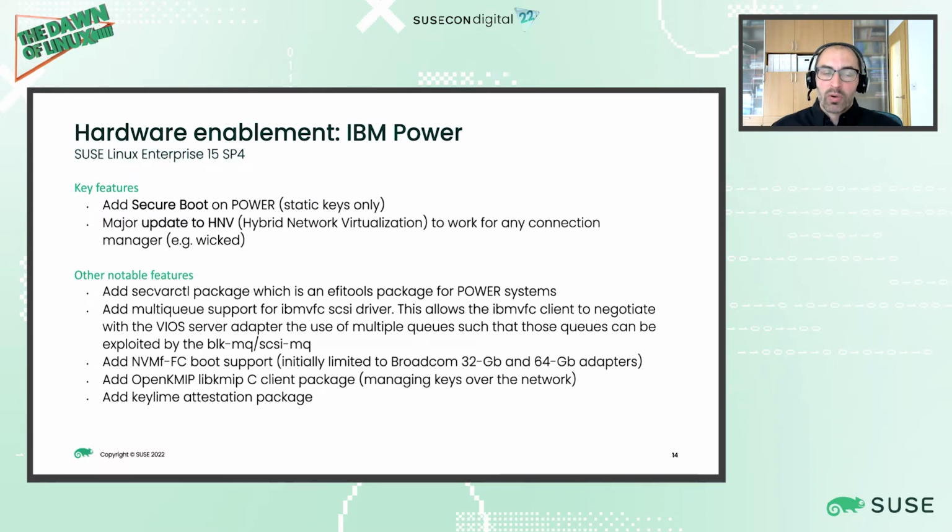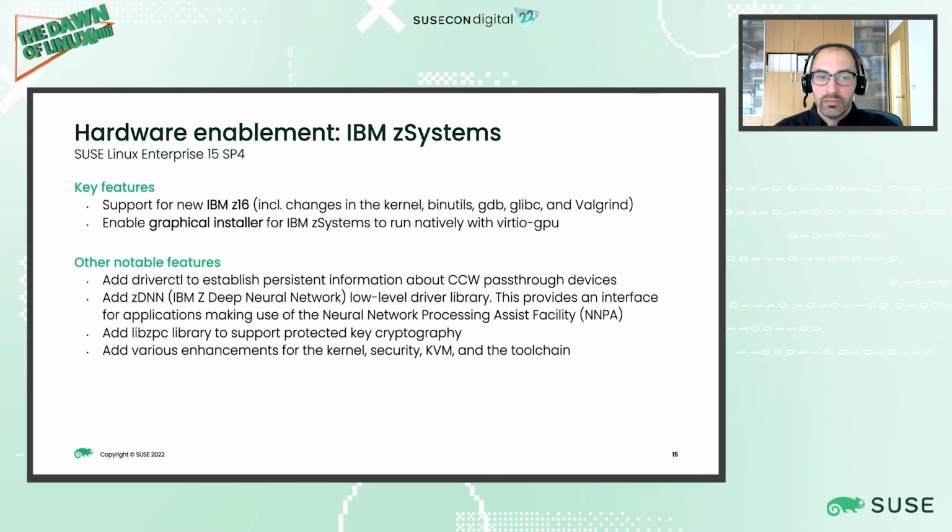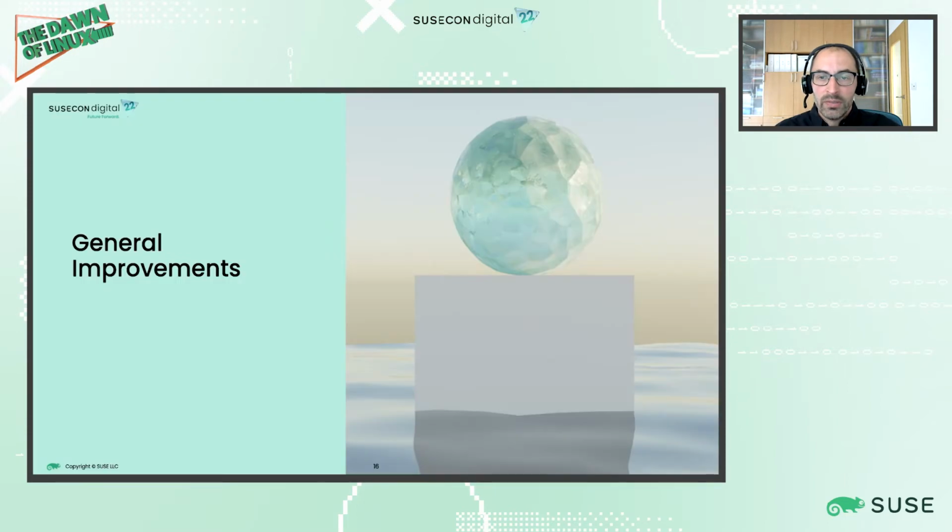And both IBM platforms, Power and Z, have seen a lot of changes as well, like secure boot on Power, hybrid network virtualization has been improved, and a lot of driver improvements. And IBM Z has got the highlight of IBM z16 support, which is a platform which was just announced and is a new thing, so we fully support it with the 15 SP4 release. The graphical installer has been improved, and a bunch of different changes like HPC related ones have been improved in the tooling. So those have been the highlights about the hardware enablement, and let me now hand over to Stefan to dive deeper into the improvements and other features in the OS and in the release.